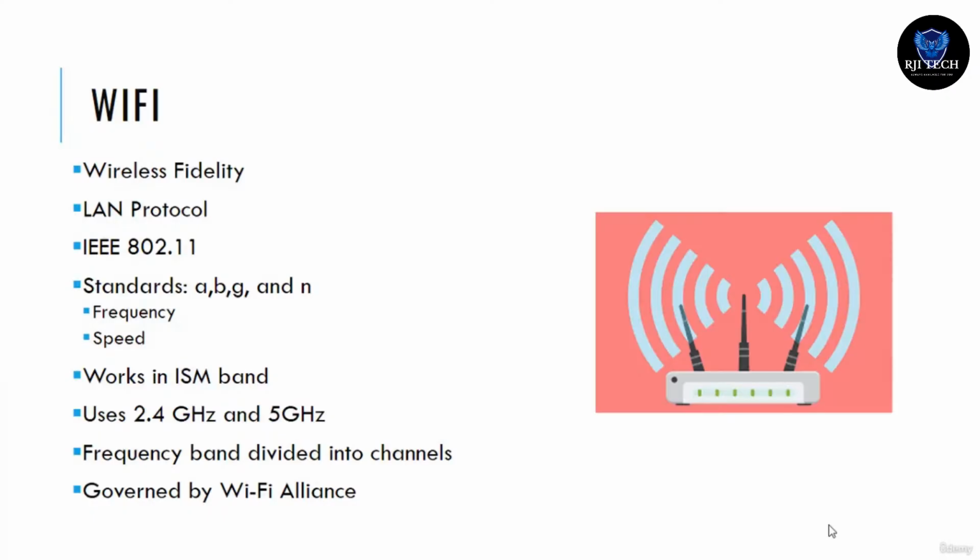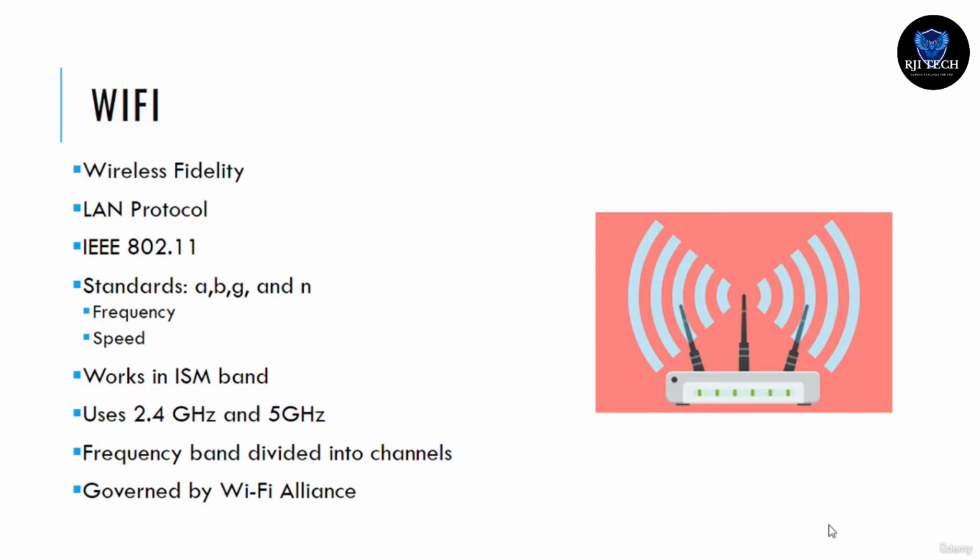Now let's talk about the wireless networks protocol, the Wi-Fi. Wi-Fi stands for wireless fidelity. It's a LAN protocol. It is used to connect devices in a limited geographical area wirelessly. It has the standard of 802.11 from the IEEE. We have several standards for the Wi-Fi.